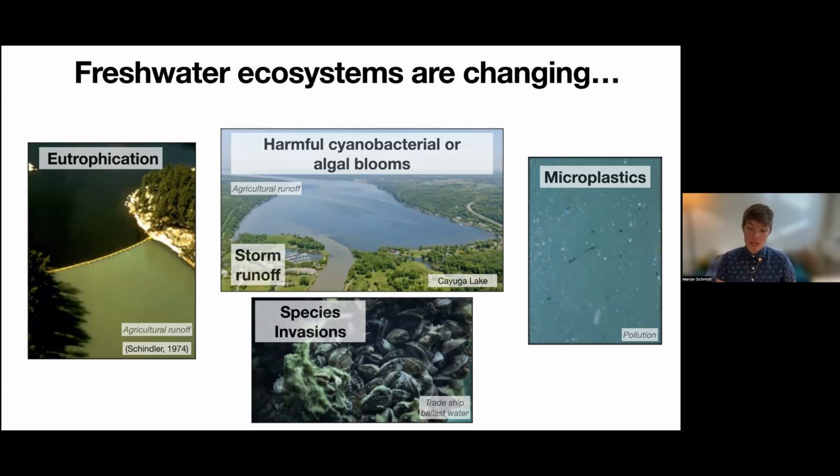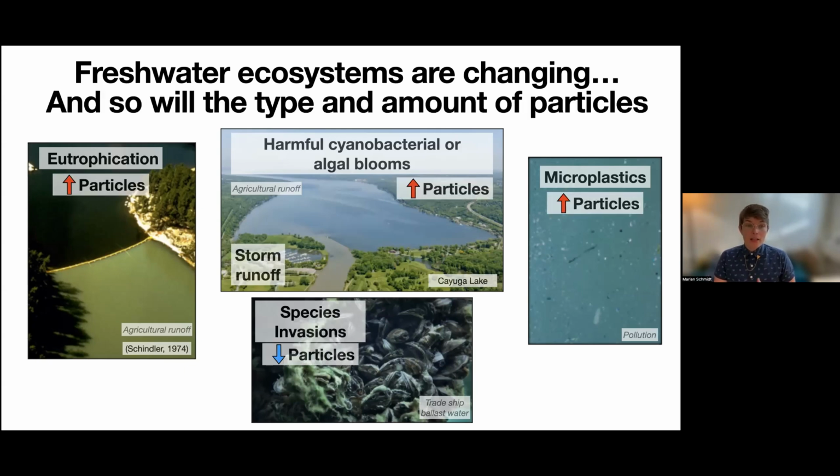And one thing that all of these global change drivers, the ways people influence these systems, have in common is that they all influence the type and the amount of particles in these ecosystems. Mostly we're increasing the amount of particles, but sometimes, like here in the case of the species invasions, the dreissenid mussels, the zebra and quagga mussels, are actually removing particles and shunting all of the nutrients down into the benthic zone, completely modifying these systems.